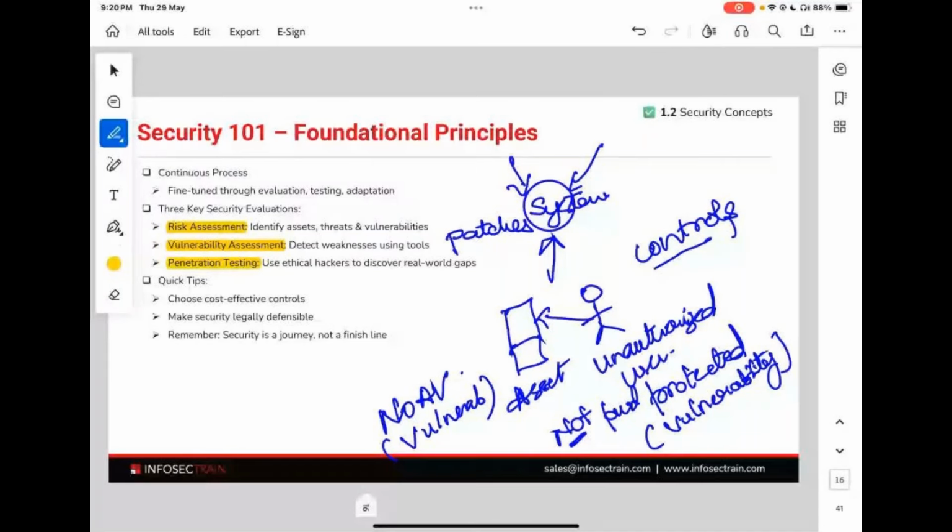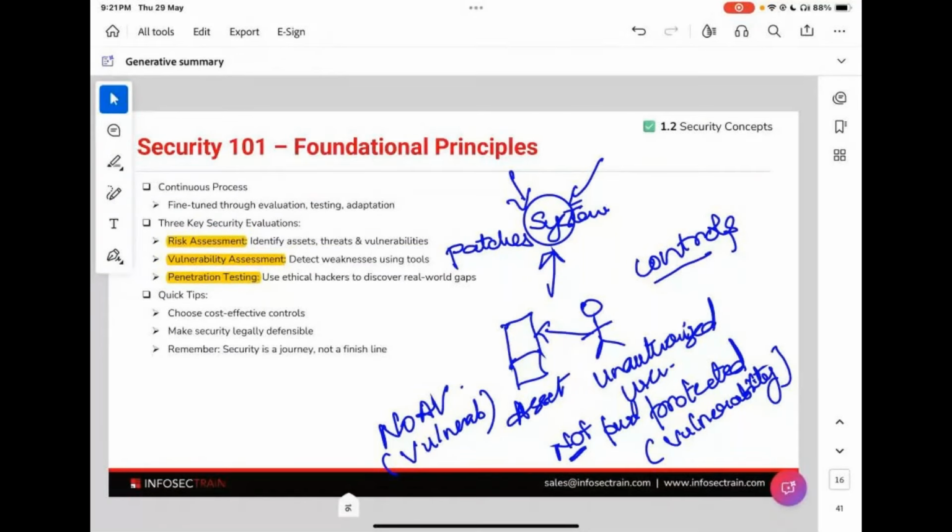Now, if you do not invest time and efforts into penetration testing, so if not ethical hackers, unethical hackers will come and try to exploit your system, right? So to stay ahead of the adversaries or hackers, you will have to invest in all of these three. Let it be risk assessment, vulnerability assessment, or penetration testing, right? Now, few quick tips.